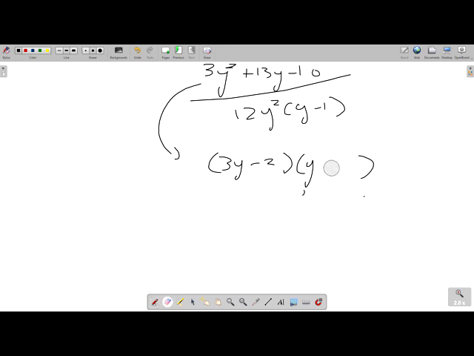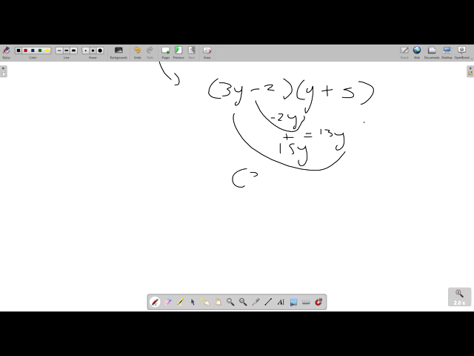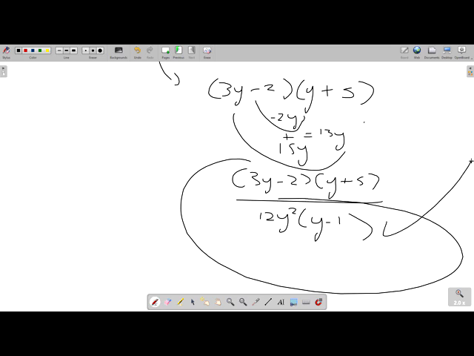And for the second one, 2y, yeah, y plus 5. So you're going to add them. Minus 2y, yeah, it's correct, plus 15. And if you add both of those, it's going to become 13y. So we found the two factors, 3y minus 2, y plus 5, over the original least common denominator, which is 12y squared, y minus 1. That's the answer for number 10, I think.